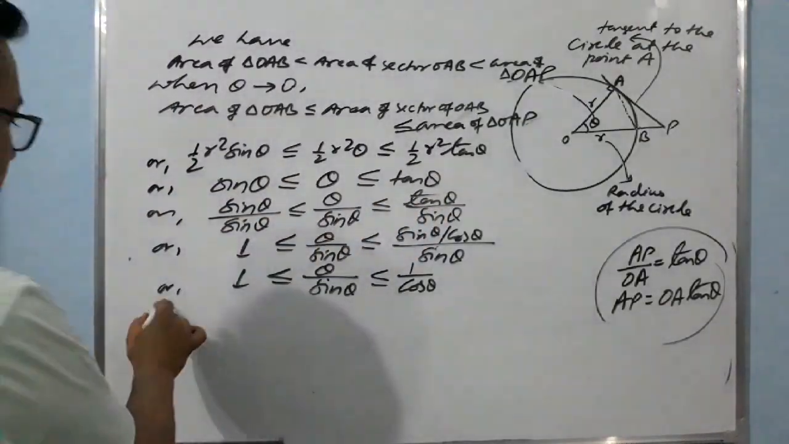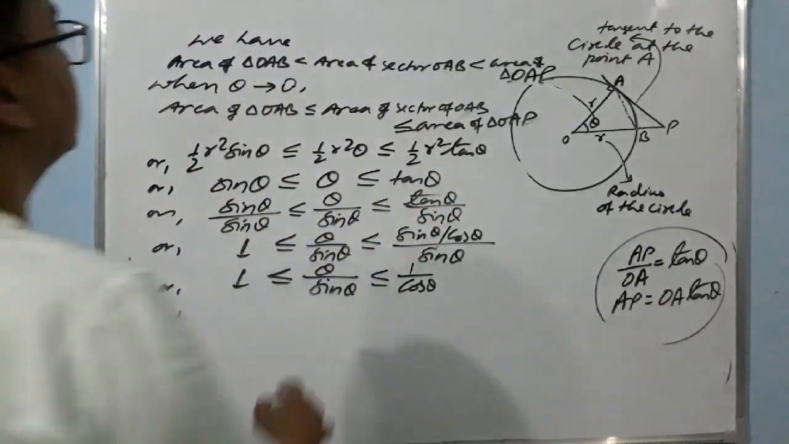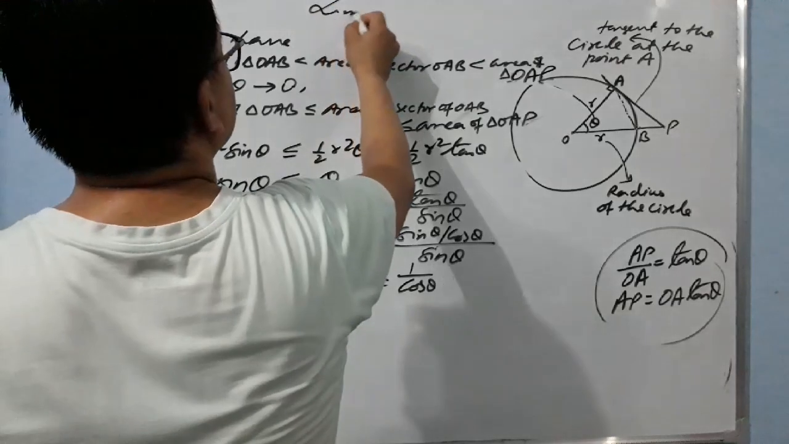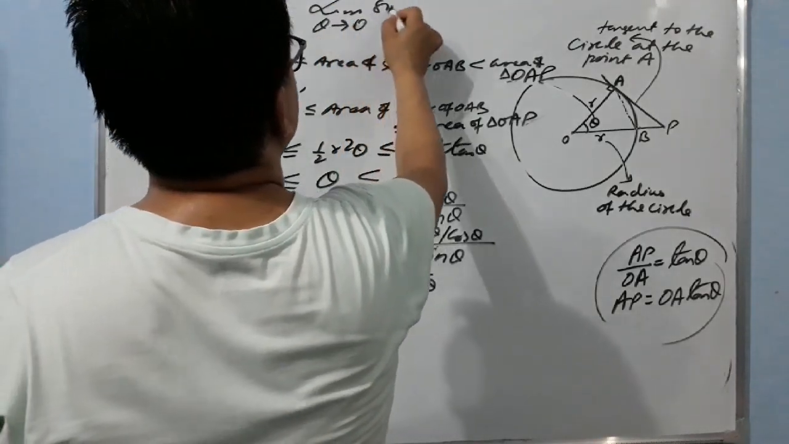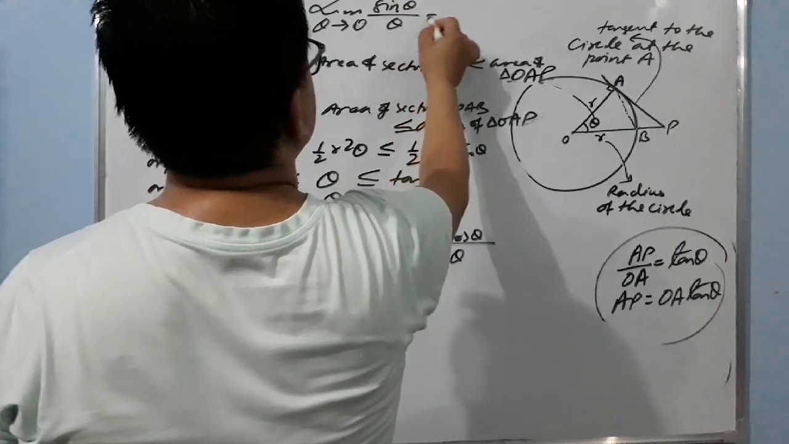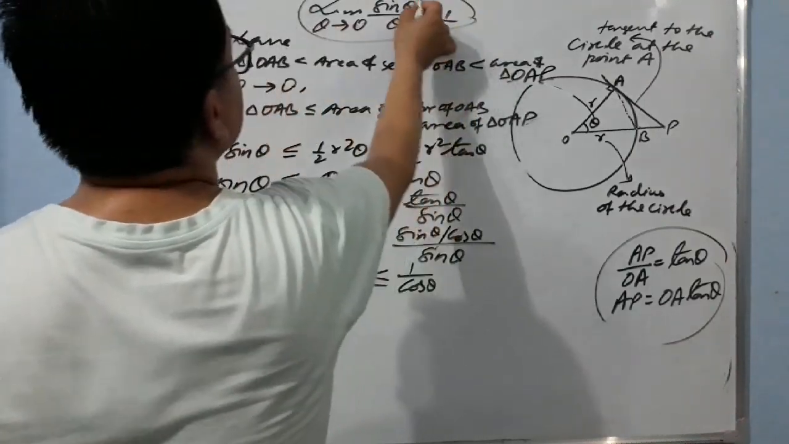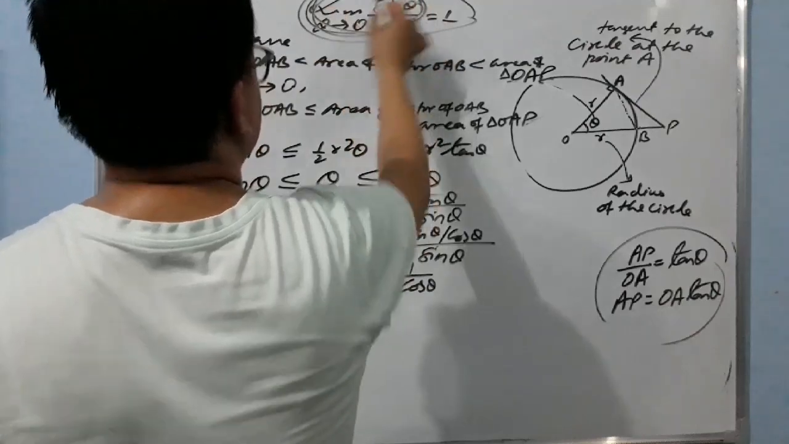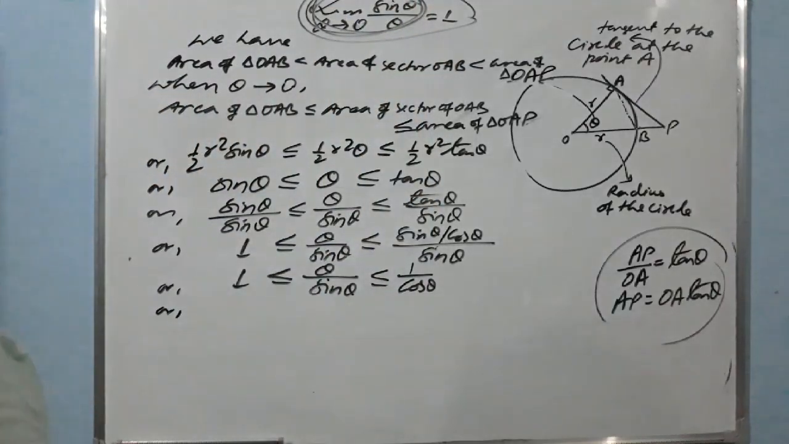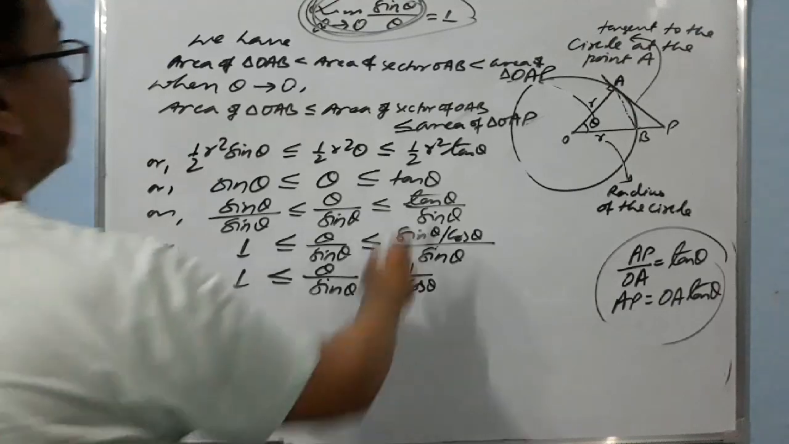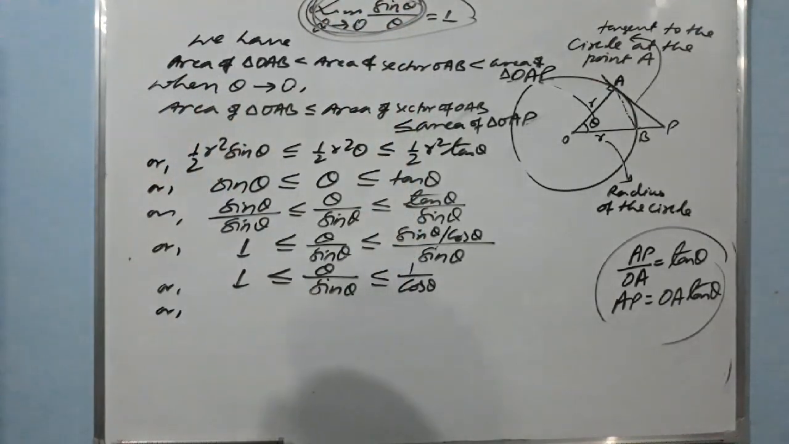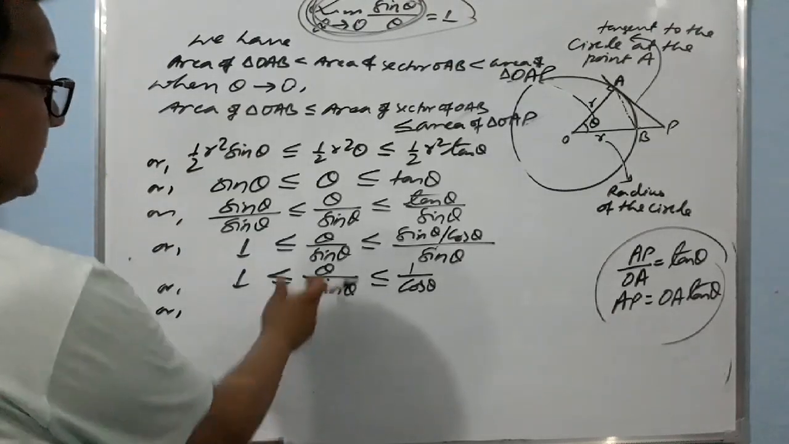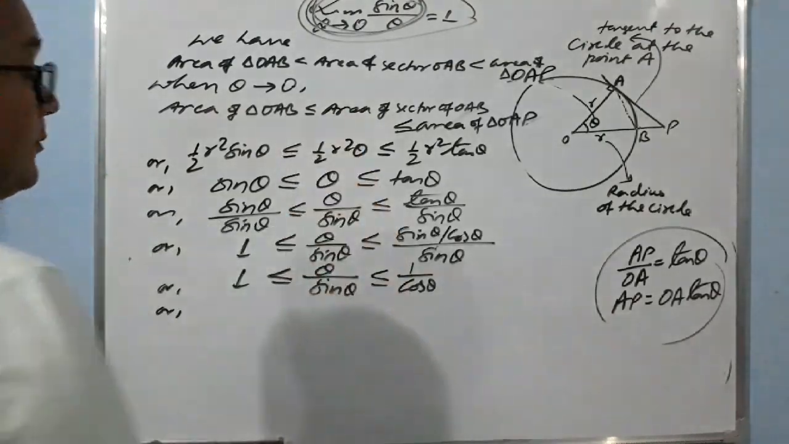Okay, and now actually we want to prove this one, the limit when theta tends to 0 of sine theta upon theta is equal to 1. We want to get the limiting value of this. Let's see, because here we have theta upon sine theta, we need sine theta upon theta.